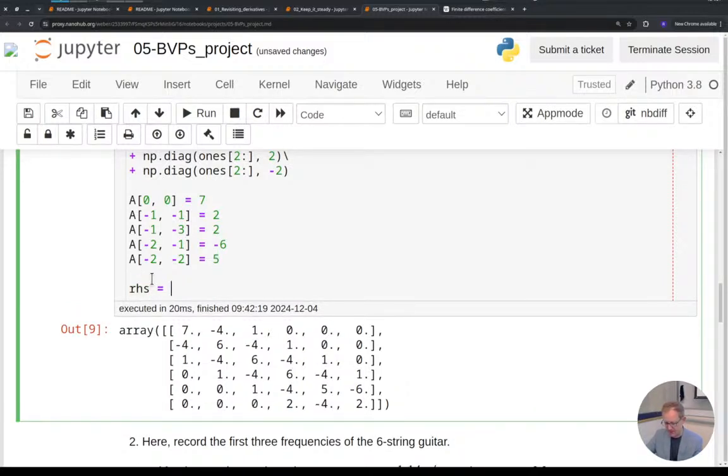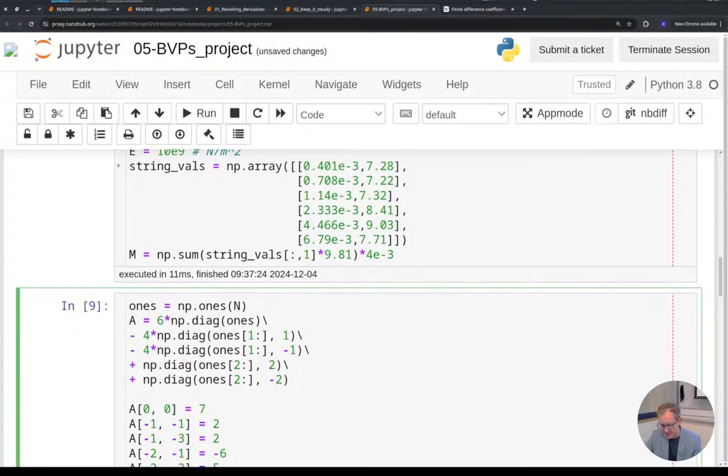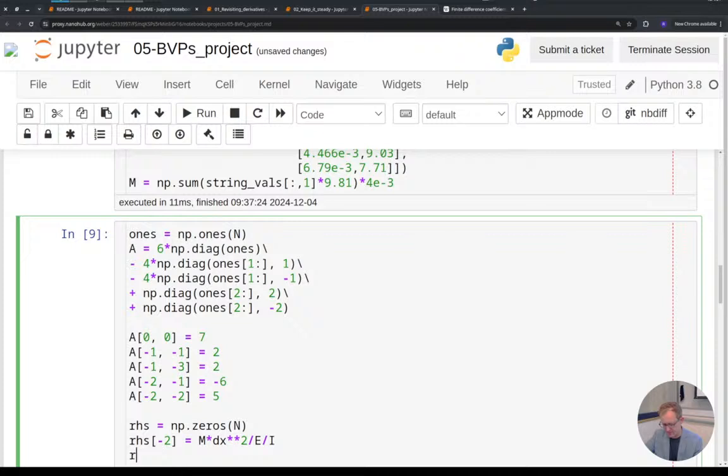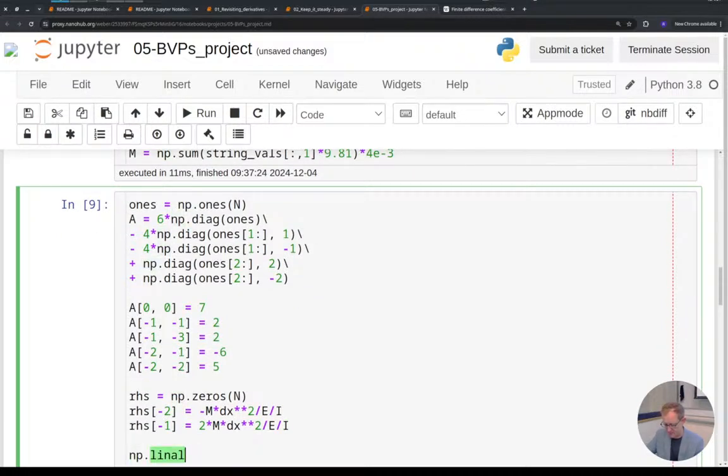And then my right-hand side is going to be zeros, the size of n, but right-hand side, negative 2, is m times, what do we call it here? dx squared over e over I, and right-hand side, negative 1, m is 2 times m times dx squared over, oh yeah, this one's negative, and I think this one's positive. A comma RHS.